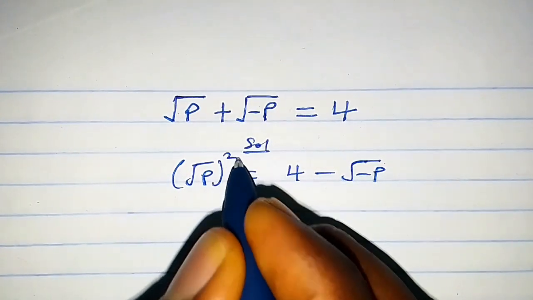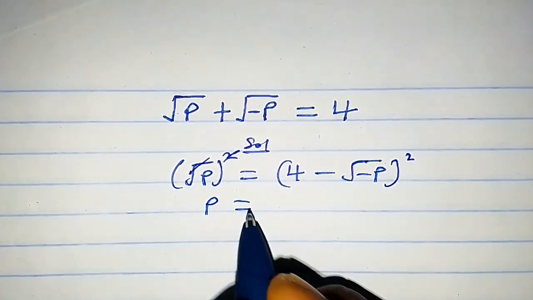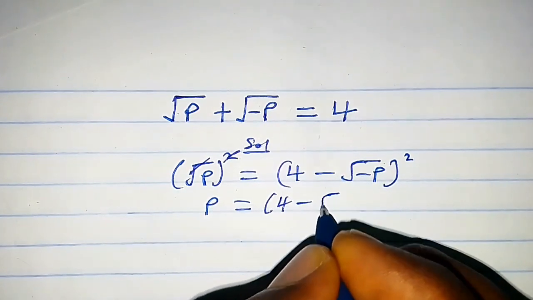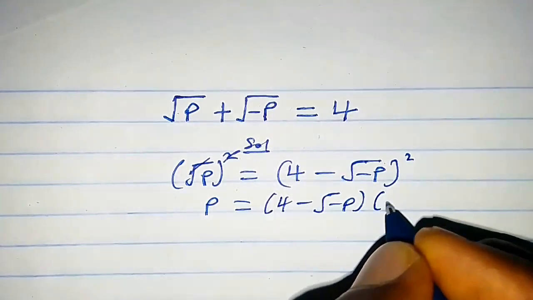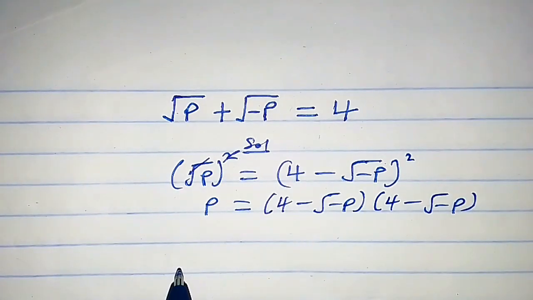So we're going to have a square. Clearly, this takes care of these two. So we have p equals, the right hand side can be written as 4 minus square root of negative p times 4 minus square root of negative p. So now let's open this bracket.